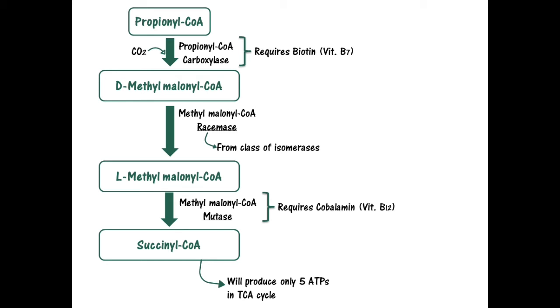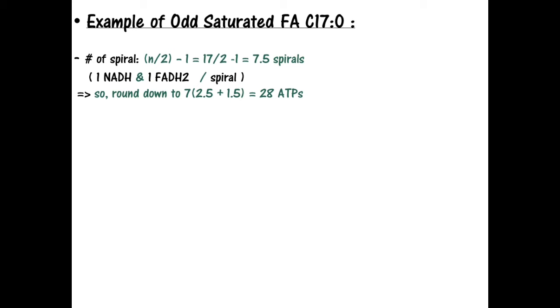I mentioned the catabolism of Propionyl-CoA into succinyl-CoA in order for you to understand how we will calculate the odd saturated fatty acid. Let's sum up the topic with this example about odd saturated fatty acid. So C17:0. 17 means that this odd fatty acid contains 17 carbon atoms, and 0, which means there is no unsaturation. It's a linear saturated fatty acid.